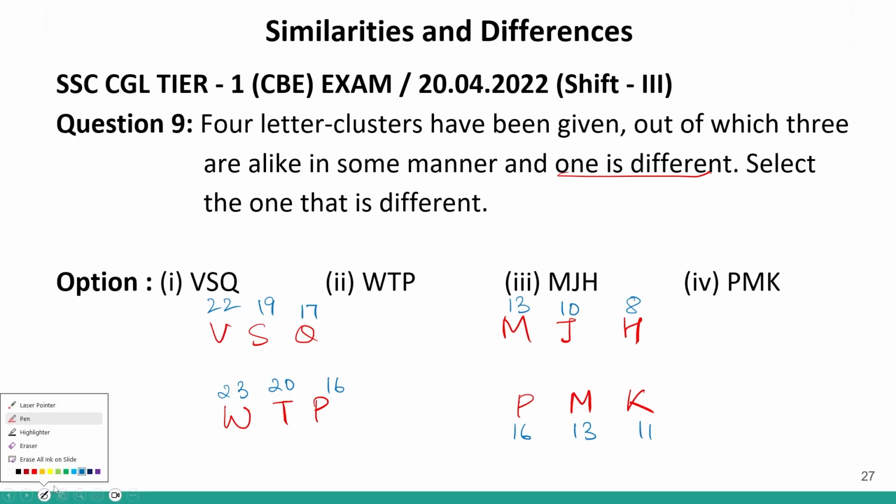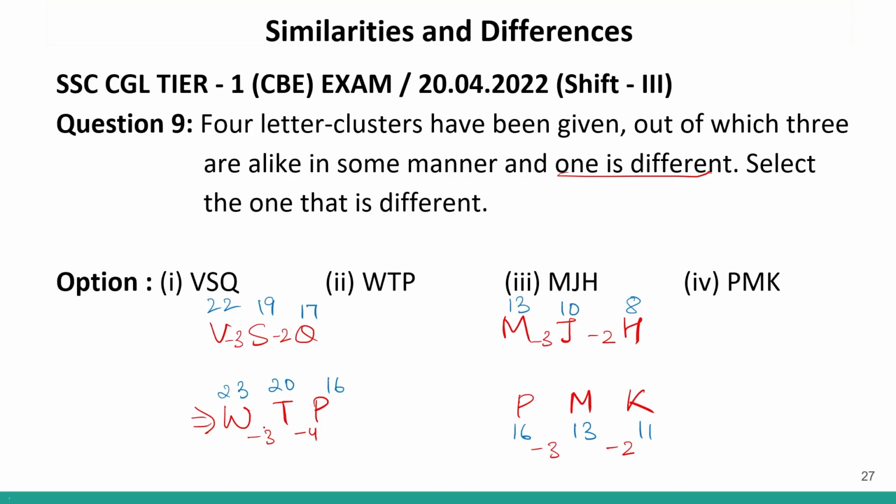So if I look at these terms, I can see there's a -3 and -2. Correct? Over here -3, -2. Over here also -3, -2. In this term, we have -3 and -4. So only in this word, that is WTP, there's a different logic. So in all of these three terms, the logic was -3 and -2. Only in this term, which is WTP, we followed a different logic. Hence, our answer will be option number 4, W, T, and P.